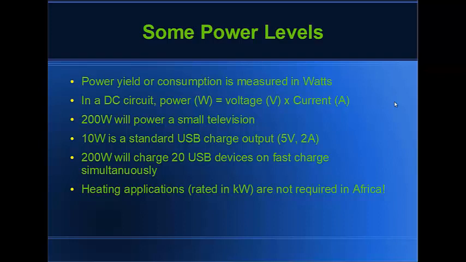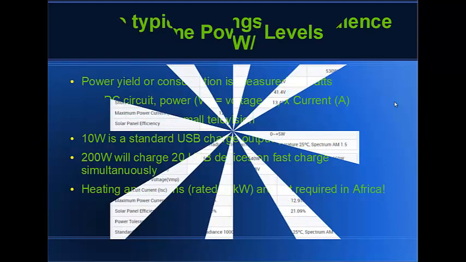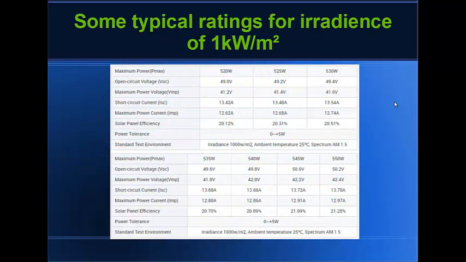And of course, heating applications, which have powers rated in kilowatts, are simply not required in Africa. Some typical ratings for irradiance. I'm not going to read all these numbers out, but feel free to pause or go back through these just for a rough idea. But these are the typical outputs from various solar panels, and I'm not going to go too much into the technical details.